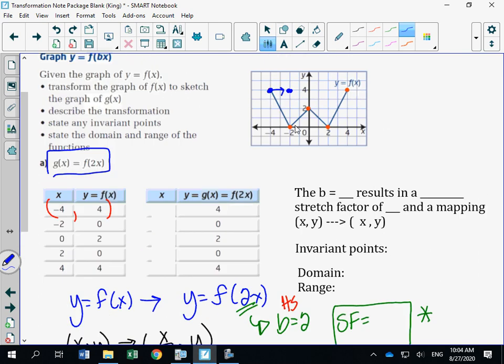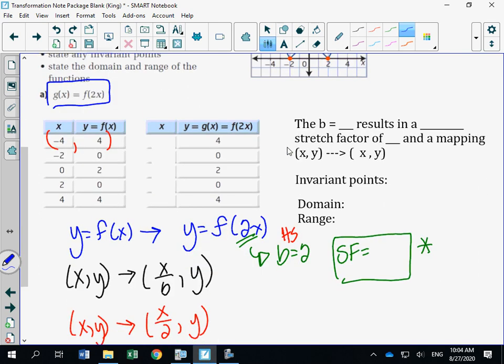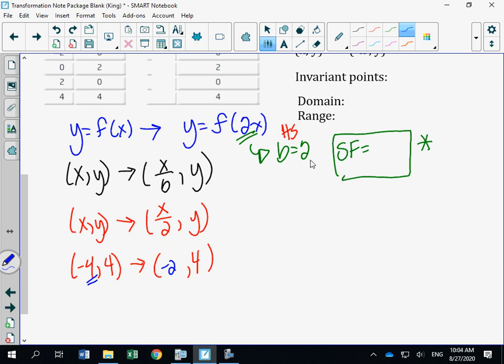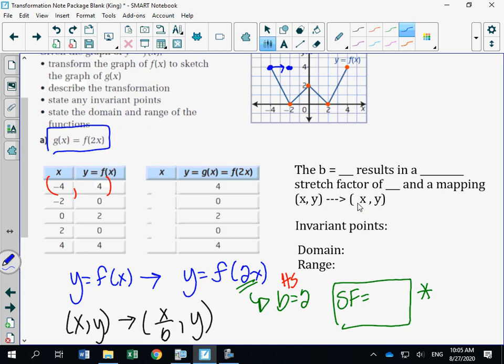Now, let's look at this next point, negative 2 comma 0. Let's see what happens to this point. When you take your x value, which is negative 2, and divide it by 2, we're going to get negative 1 comma 0. So let's put that point in. This point is now here. It moved over.